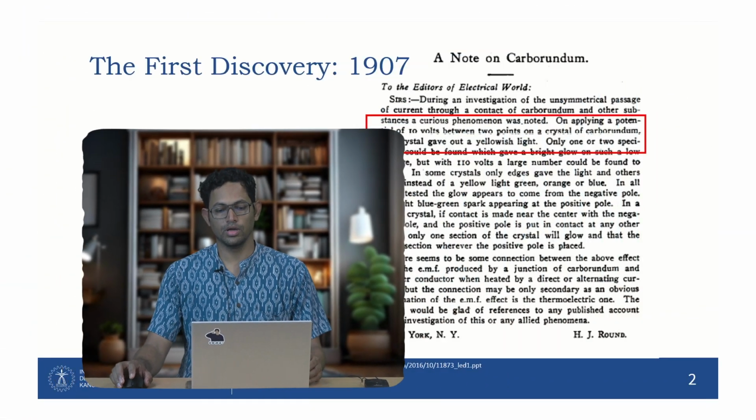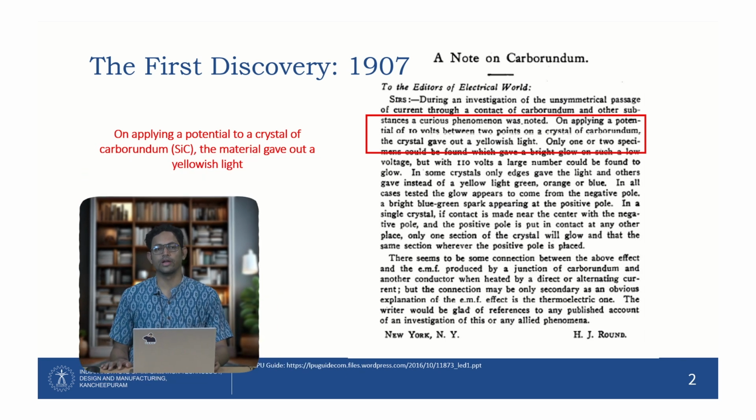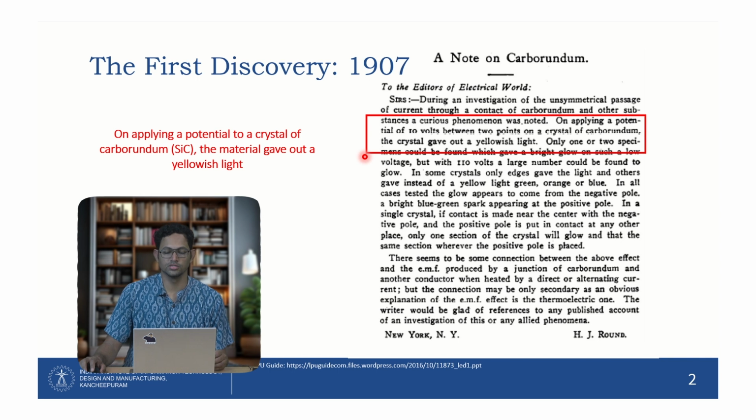As you can see, the first discovery of the light emitting diode was well early in 1907, and you can see over here what he has mentioned: on applying a potential of 10 volts between 2 points in a crystal of carborundum, the crystal gave out a yellowish light. So there are two important points. The first point is the application of a certain voltage, and the second point is the material. While we talk about the source, the material is one of the most important parts.